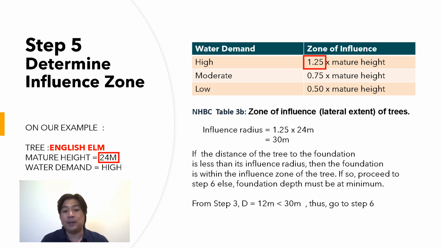From step 3, the distance from the center of the tree to the face of the foundation, we took it as 12 meters, which is less than 30 meters, which is therefore within the influence zone of the tree, which is the English elm.